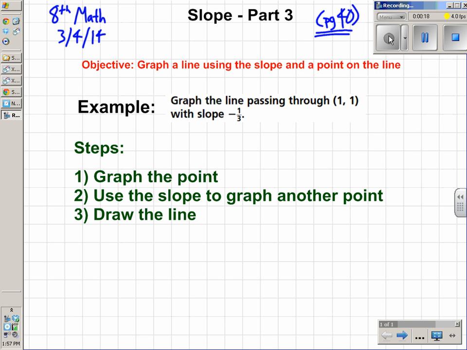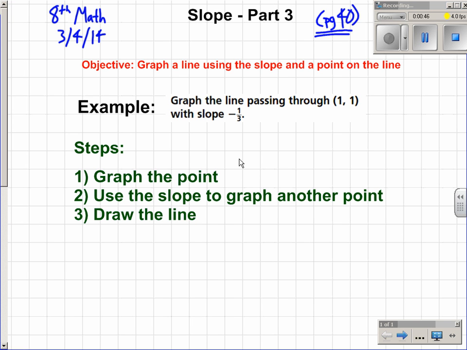Go ahead and copy down the objective, which is to graph a line where you use the slope and a given point on the line. The example that we'll do is where you have to graph the line passing through the point (1, 1) with a slope of negative 1 over 3, and there are 3 easy steps to do this. The first one is to graph the point that you're given.